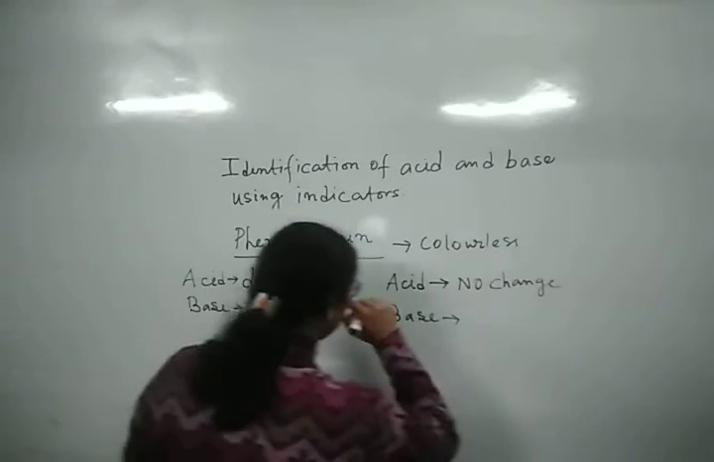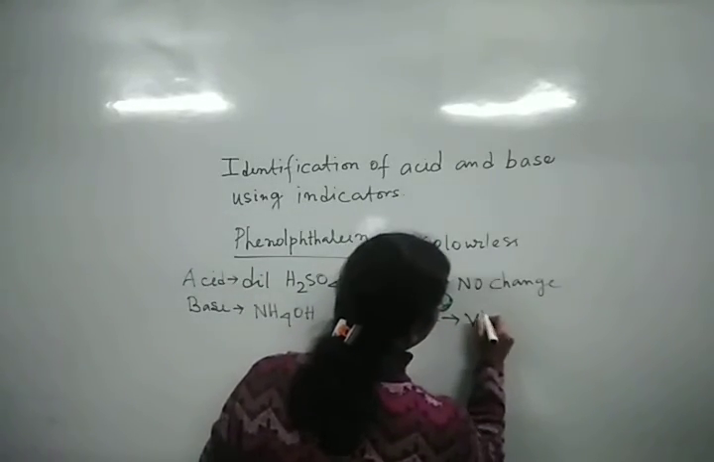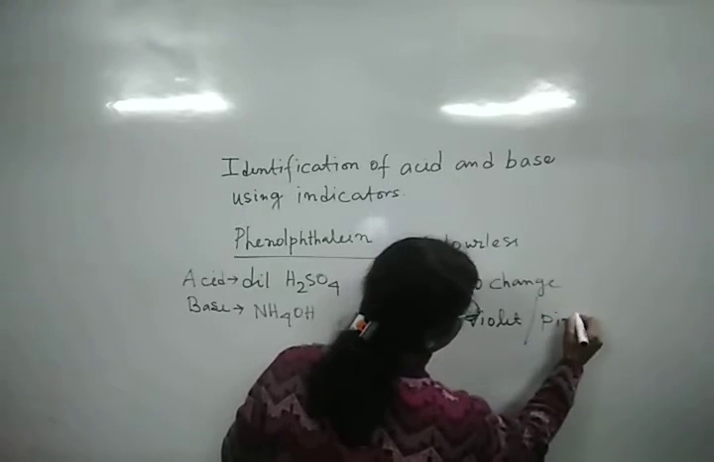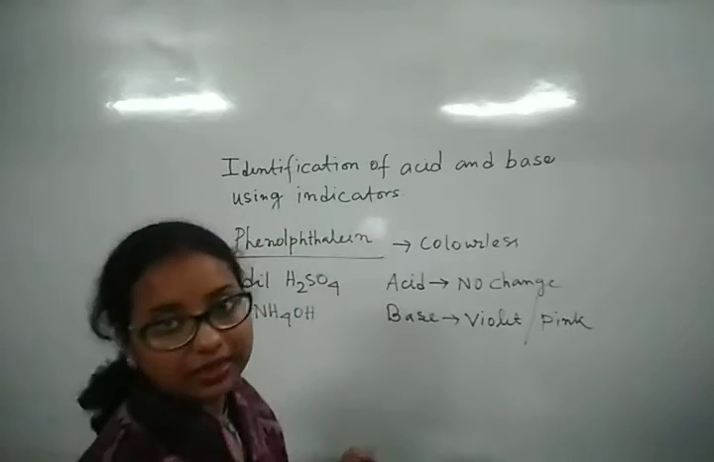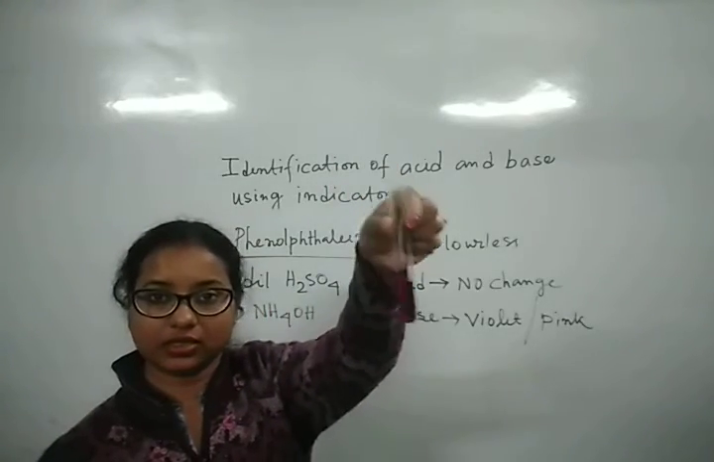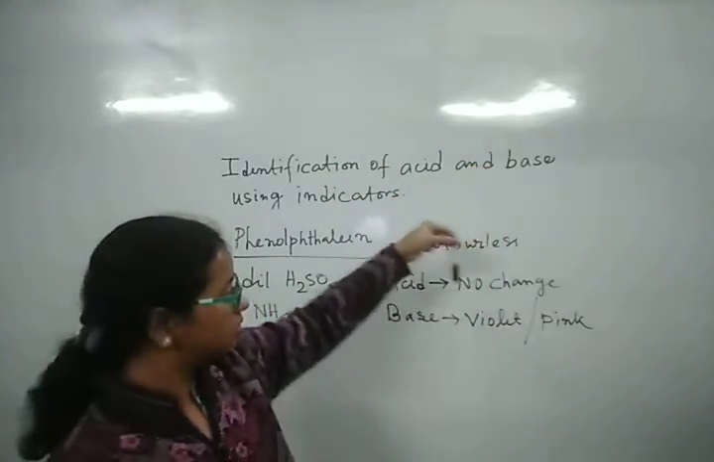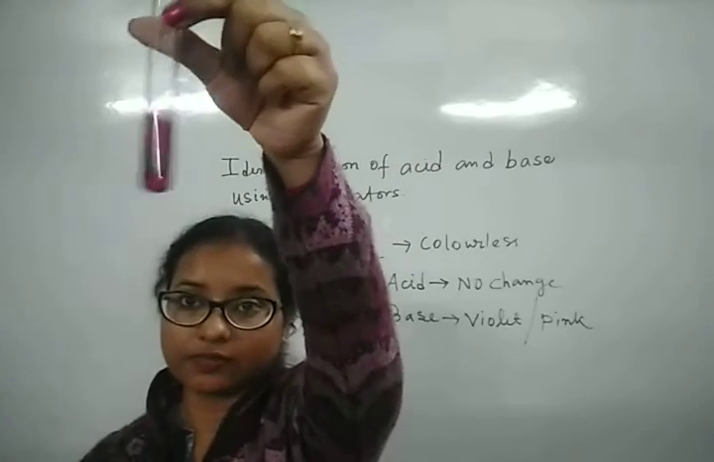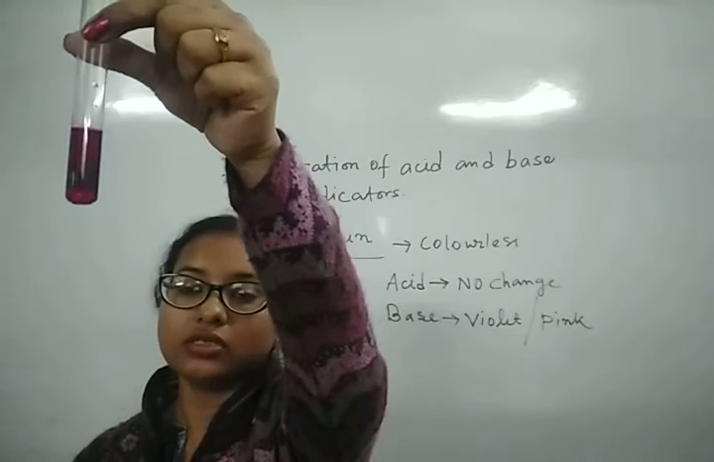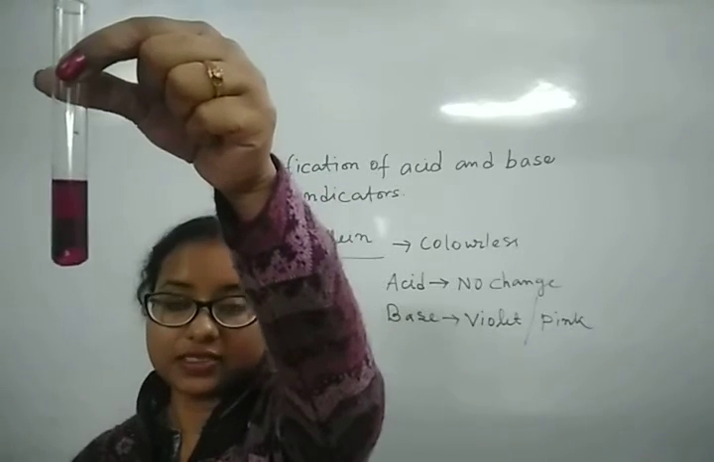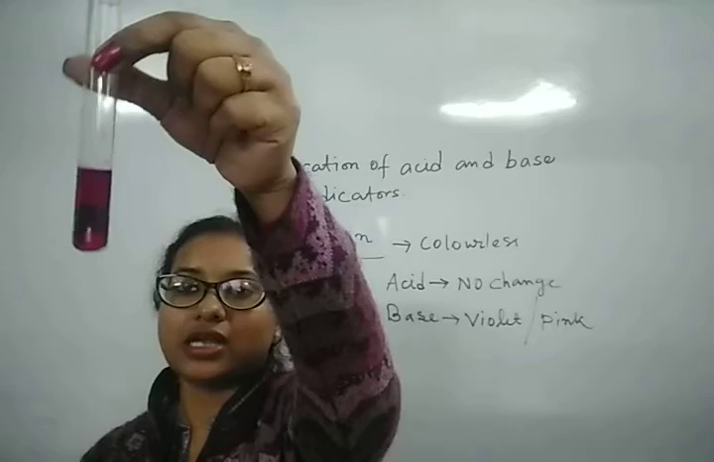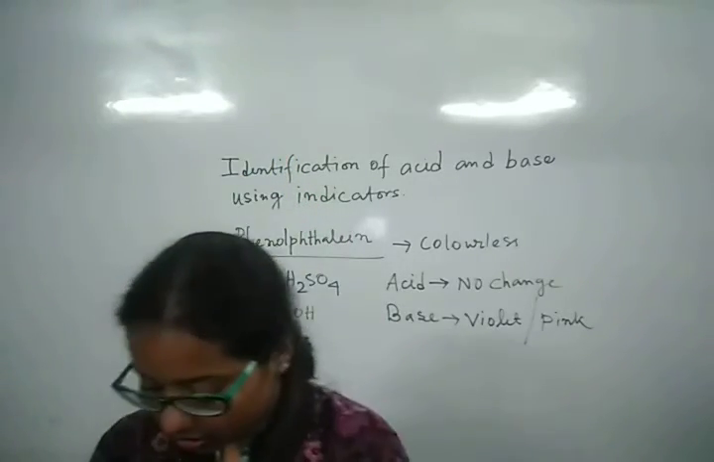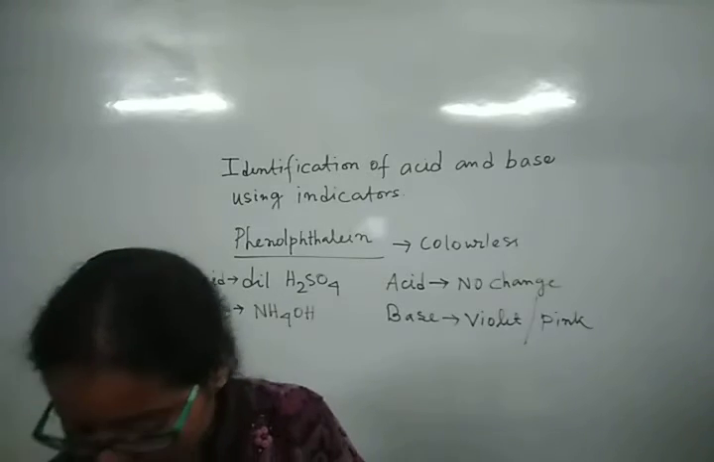So in basic solution it will turn violet or pink. Any one you can write. See, this is the color. Hope you can understand. At first it was colorless before adding the indicator, and after adding the indicator the color changes to violet or pink. Now this we have got for phenolphthalein.